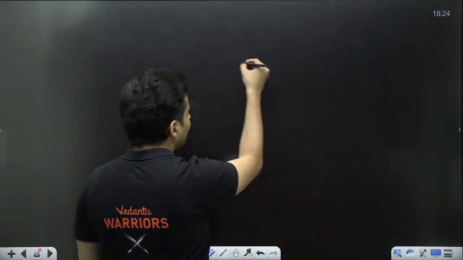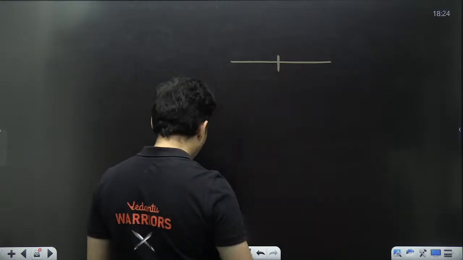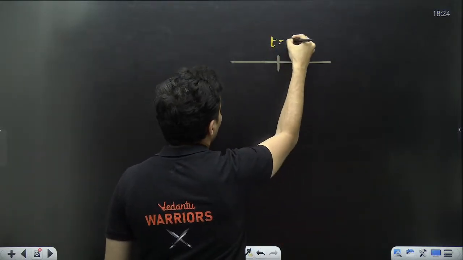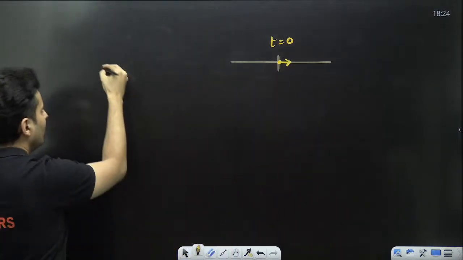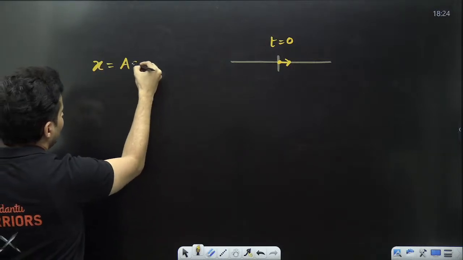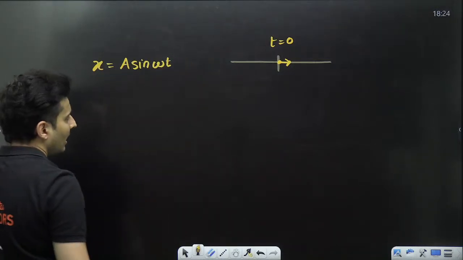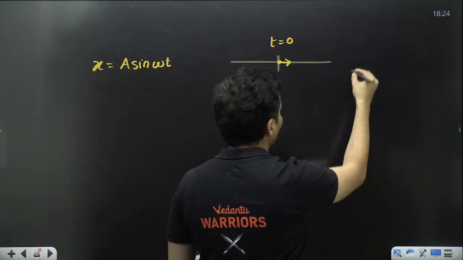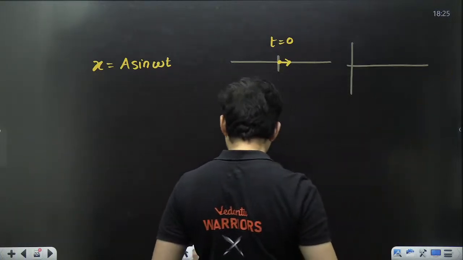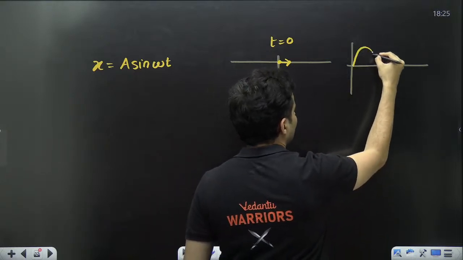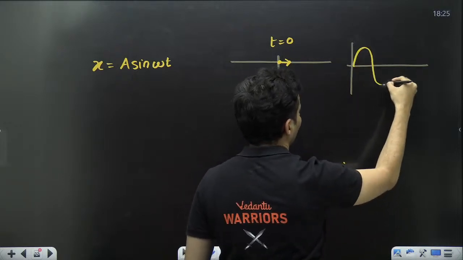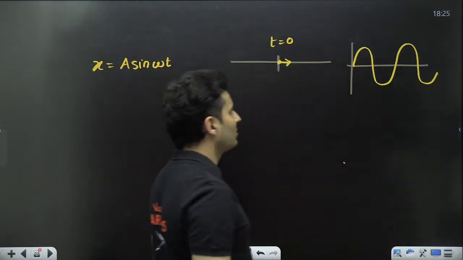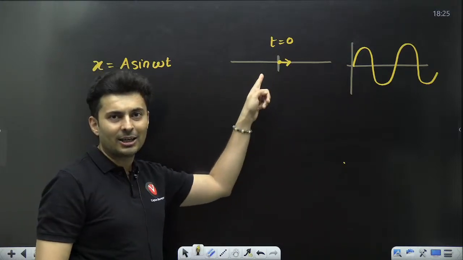Now, before we go to velocity, let me tell you one important thing. If you have an SHM, and at t is equal to 0 it is starting to go here, I would suggest use the equation x is equal to a sine omega t, because if you look at the graph of this, the sine graph always starts with 0, then becomes positive, negative, and so on. That's why use a sine omega t if it is starting from here.